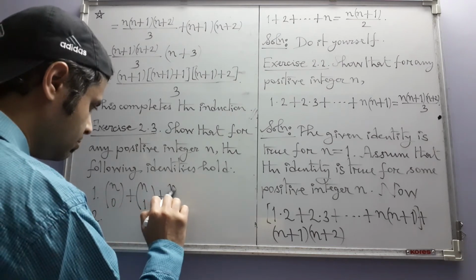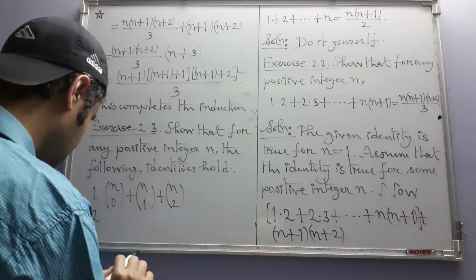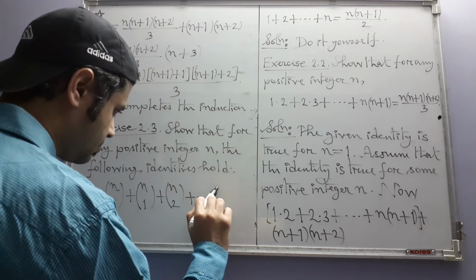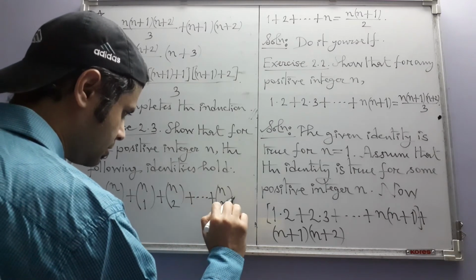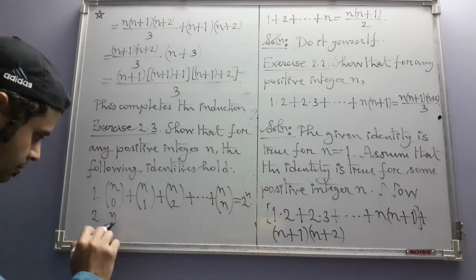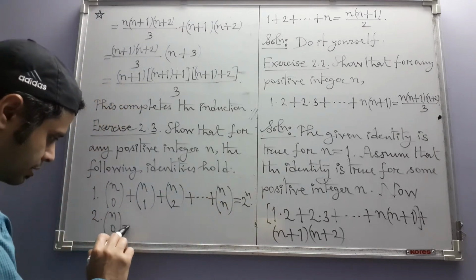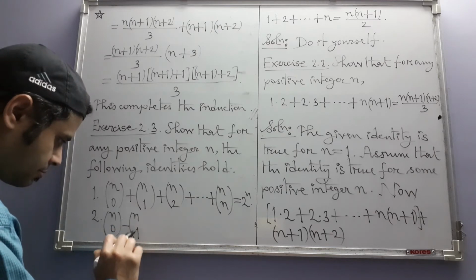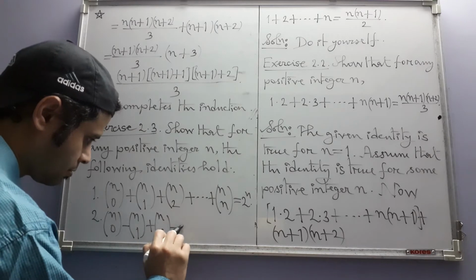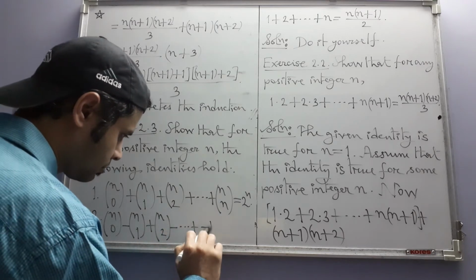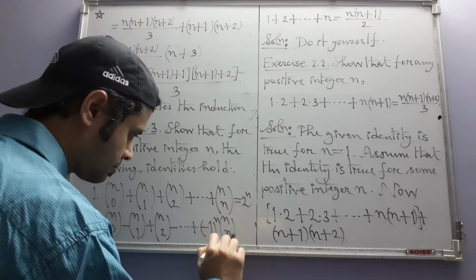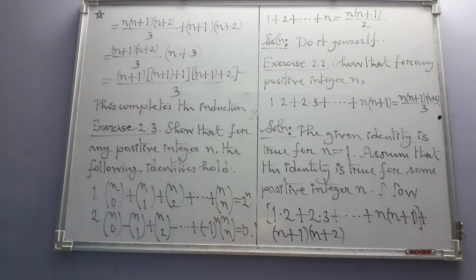n choose 2, n choose 3, etc., plus this is equal to 2 to the power n, and the alternating sum gives us 0.